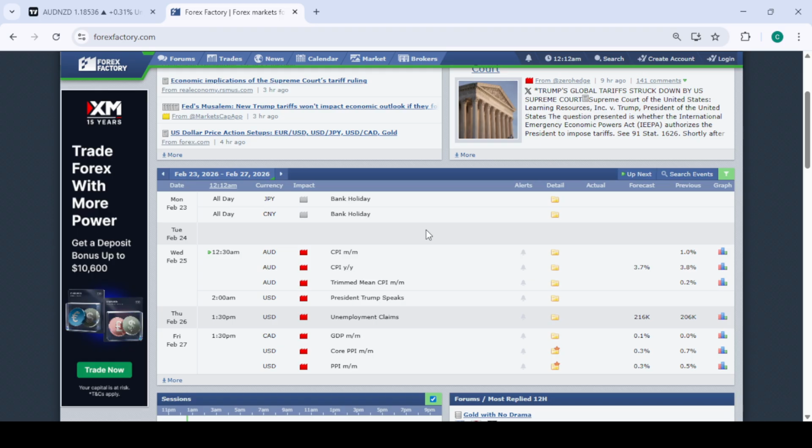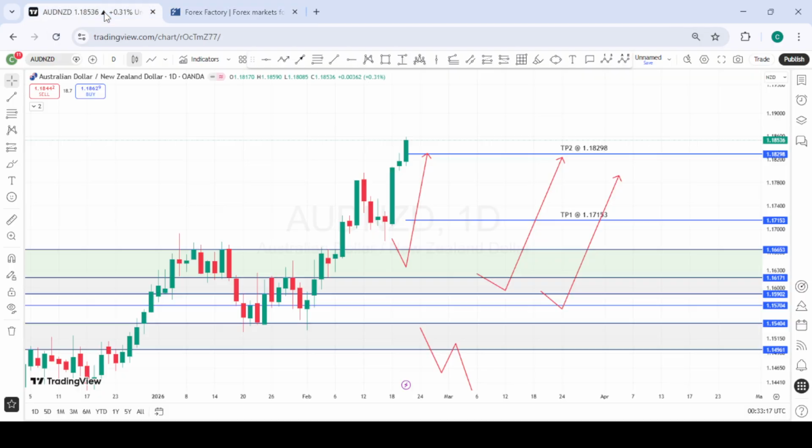Wednesday, we have AUD CPI, and later in the day, we are going to see President Donald Trump speak. On Thursday, we have the USD unemployment claims, and on Friday, we have the CAD JPY and the USD core PPI. So these are the economic news or events that we are looking out for the coming week. So let's take note of them. Let's jump into the charts for the coming week.